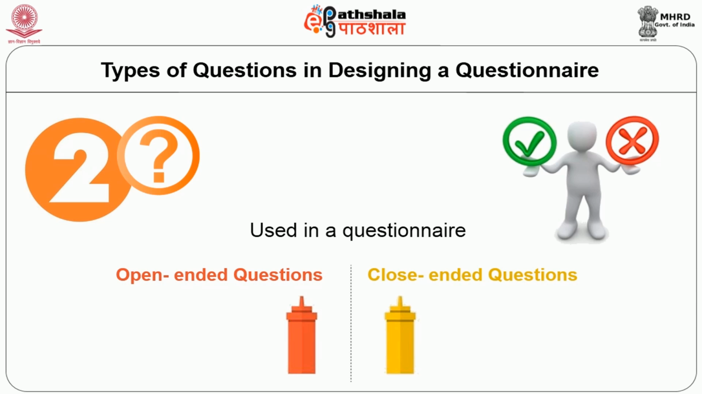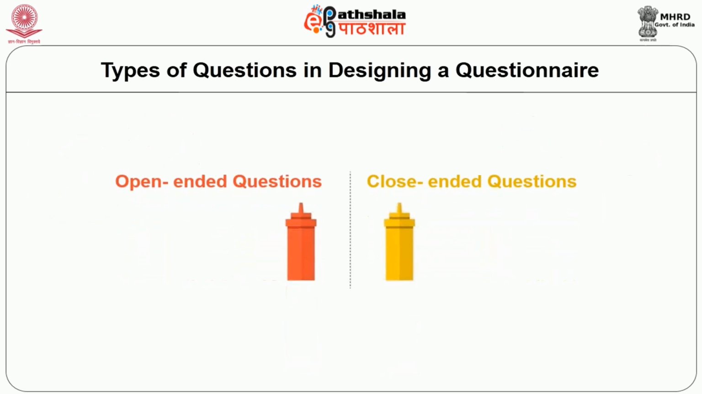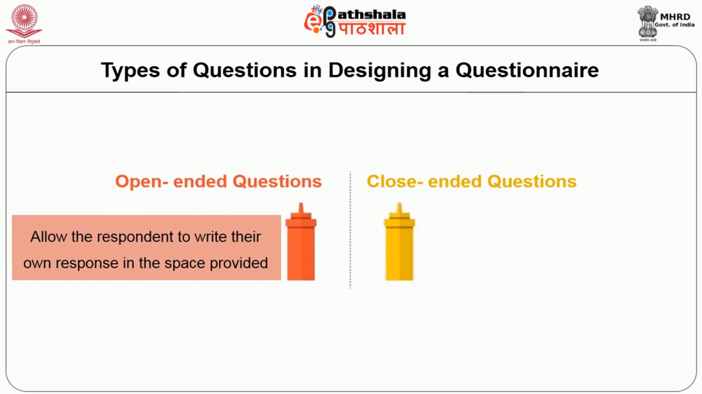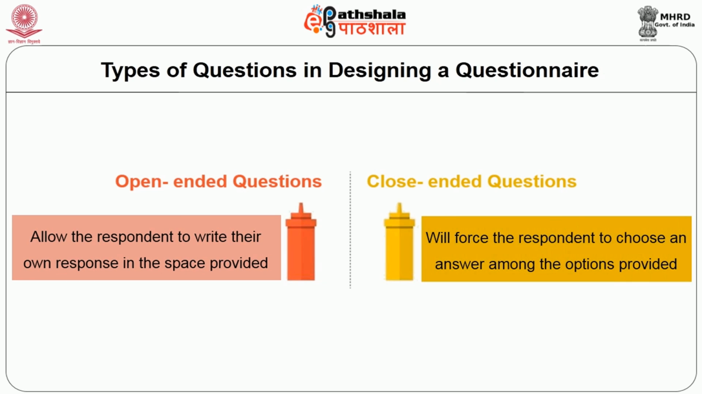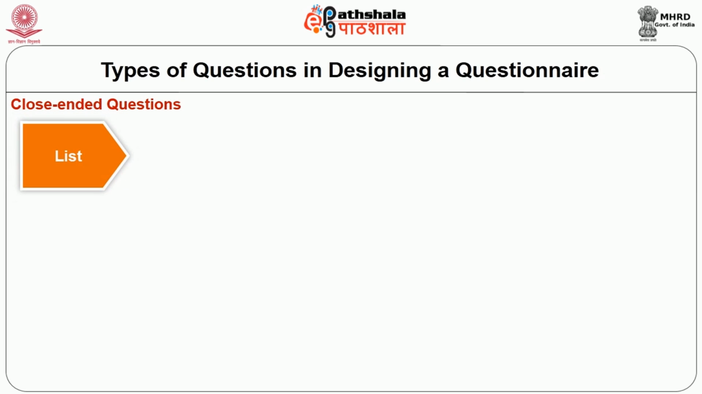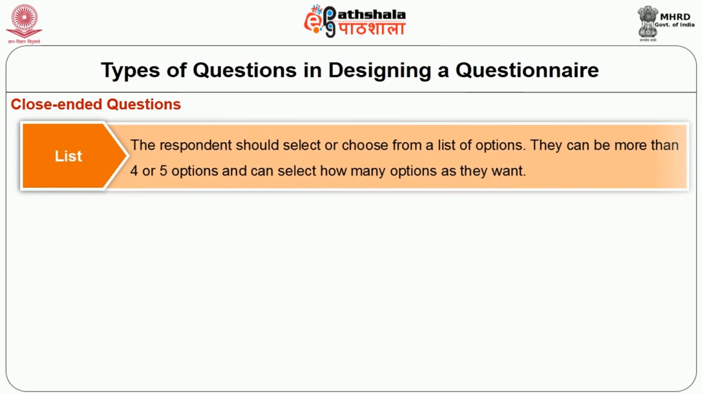Remember that both types of questions have their own advantages and disadvantages. Open-ended questions allow the respondent to write their own response in the space provided. Close-ended questions, on the other hand, force the respondent to choose an answer among the options provided. Basically, there are six types of close-ended questions. The first one is list. The respondent should select or choose from a list of options.